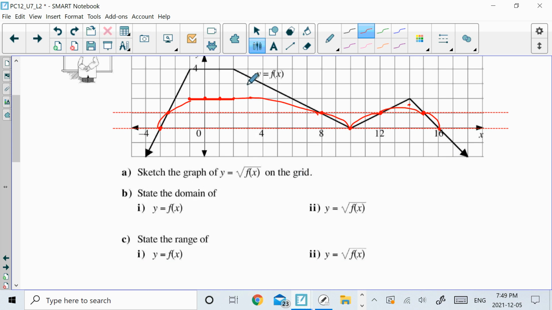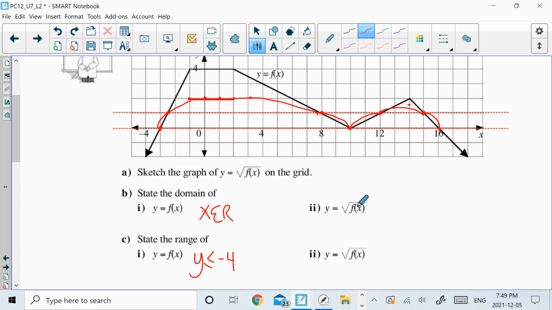It says state the domain of the original function. So the original function went to infinity and to negative infinity. So the domain of f of x would have simply been x is an element of the real numbers. The range of the original function: the biggest y value was 4, and then it went to negative infinity. So the range would be y is less than or equal to 4.